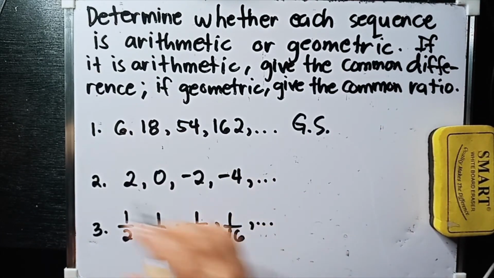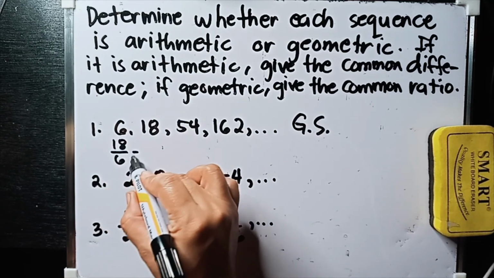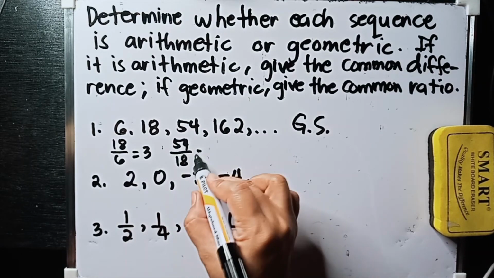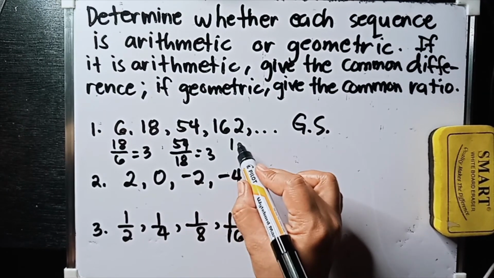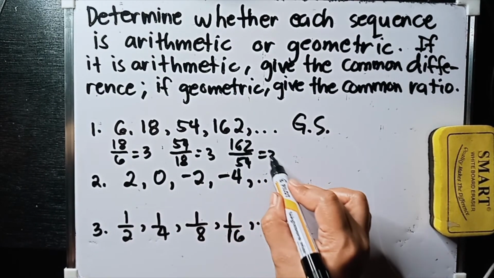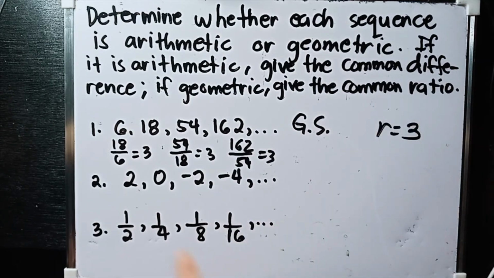How about the common ratio for this one? So we have 18 divided by 6, we have 3. 54 divided by 18, we also have 3. 162 divided by 54 is also 3. So, it means that the common ratio is 3.